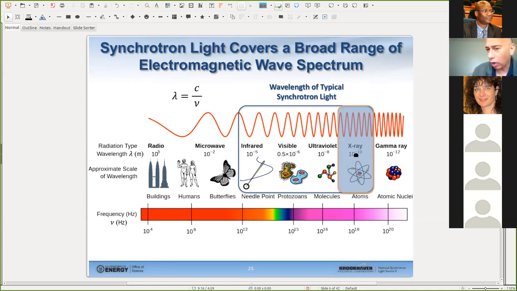For X-rays, it's around 1 angstrom, 10 to the minus 10 meters. As you go to lower energies, it gets longer. And they have little pictures here that show you the scale of the object. So infrared, I have a needle, I guess. And visible is 500 nanometers, for example. And this is 1 angstrom. Okay, so that sets the scale.